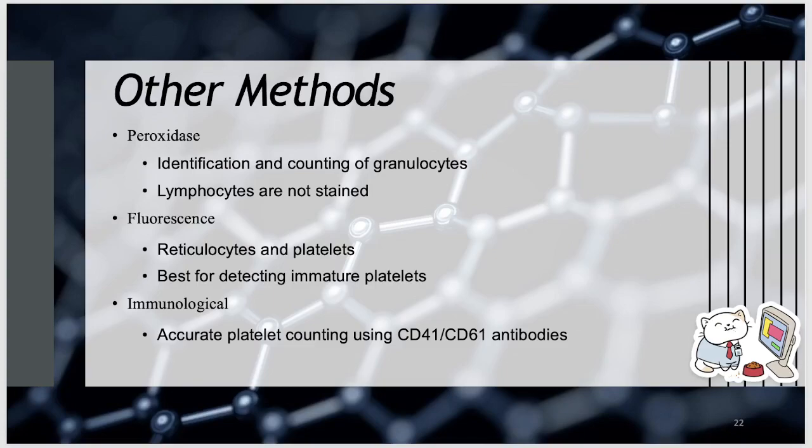So, what are the other methods? Meron tayong peroxidases method, fluorescence method, and your immunological method for testing. Yung peroxidase, basically, identification lang and counting of your granulocyte. Your lymphocyte are not stained. We have also your fluorescence, your reticulocyte, and platelets, best for detecting your immature platelets. And we have your immunological testing for your accurate platelet counting using the different CD4 antibodies, your CD41 and CD61.